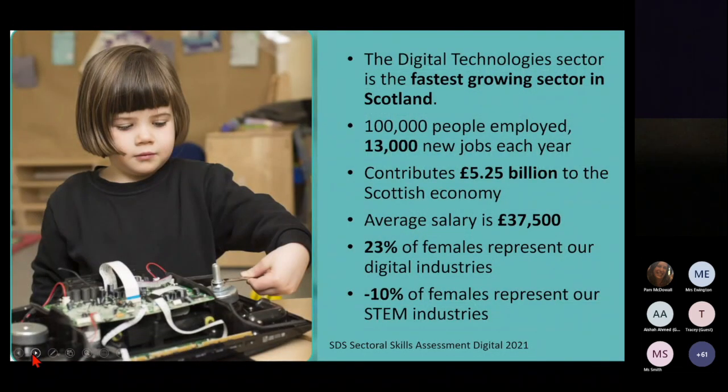So I really just wanted to start with a Scottish context as well and what that looks like. This isn't probably a new message for most of you. The digital technology sector is the fastest growing sector in Scotland. It currently employs 100,000 people, and every single year those jobs are increasing in number. So the job market are desperately seeking people with digital knowledge, digital skills, computing science knowledge, computational thinking, etc. What's really important is what it contributes to our Scottish economy. Very, very important.